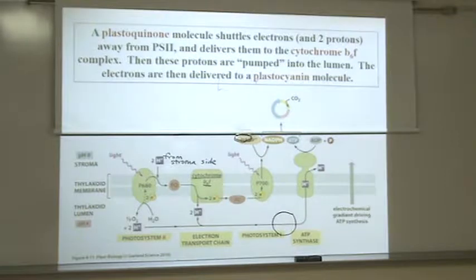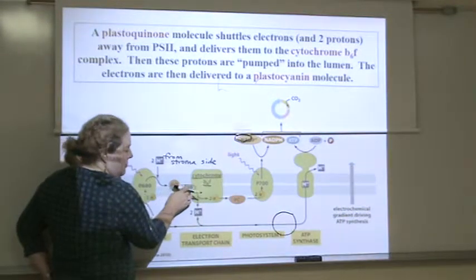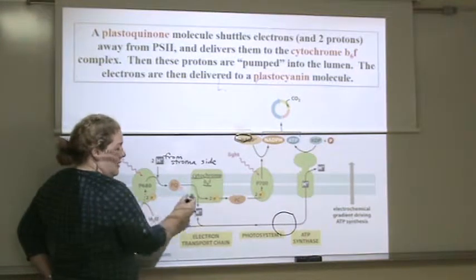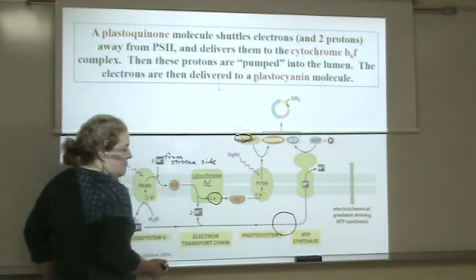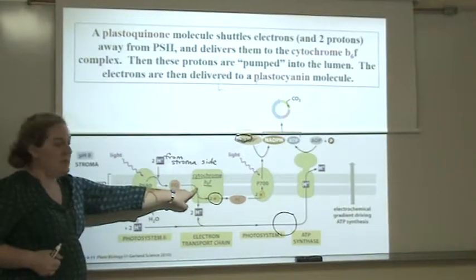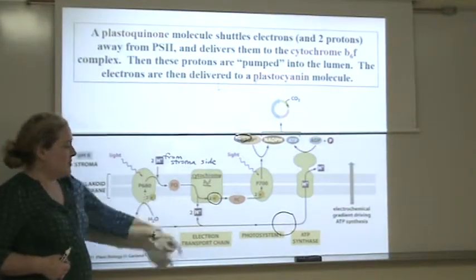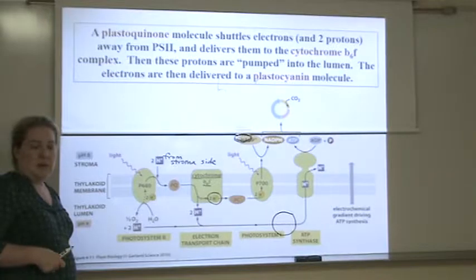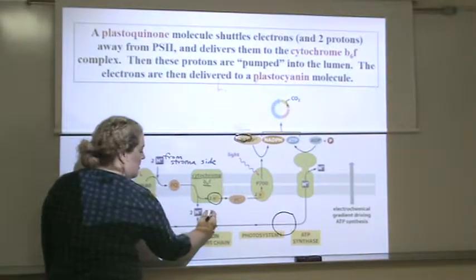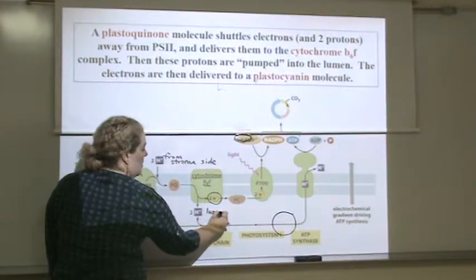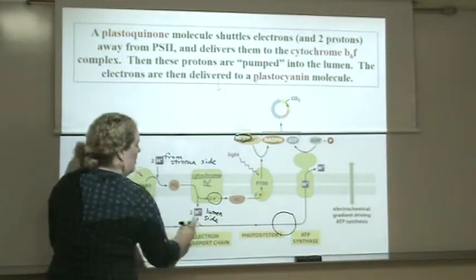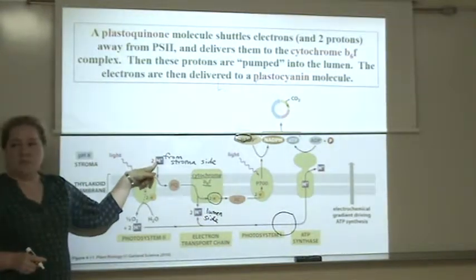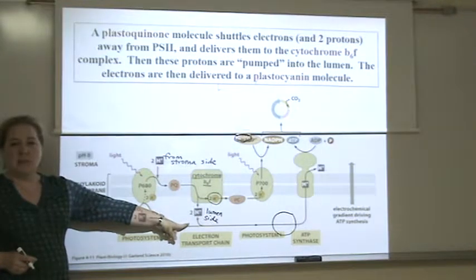This is a term that you should memorize: cytochrome B6F. When it drifts over near cytochrome B6F, it donates the electrons, which reduces cytochrome B6F. And it also drops off the protons. And notice where it drops off protons. The protons that came from the stroma side are now delivered to the lumen side.